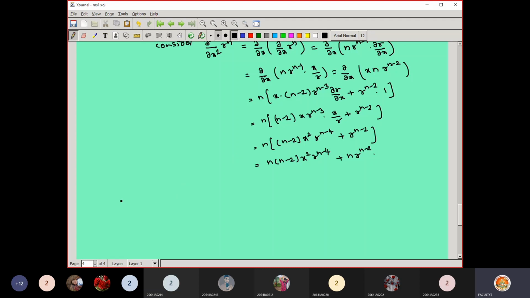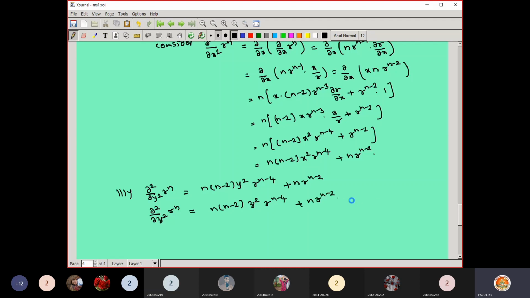The same model you can also calculate for the remaining. So similarly, I am directly writing here dou square by dou y square of r power n. I am getting the same. So n into n minus 2, instead of x square you are getting y square r power n minus 4 plus n r power n minus 2. And similarly you can go for dou square by dou z square of r power n. That I can write n minus 2 of z square, it is r power n minus 4 plus n r power n minus 2.